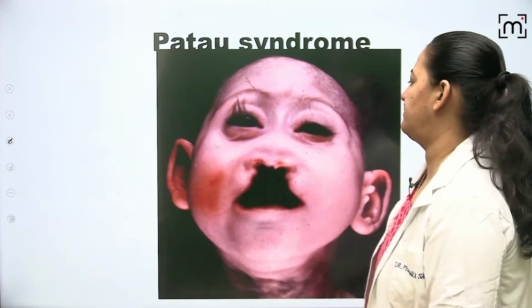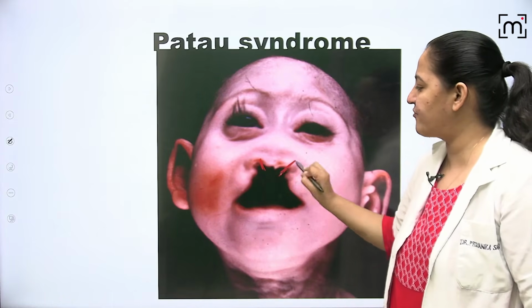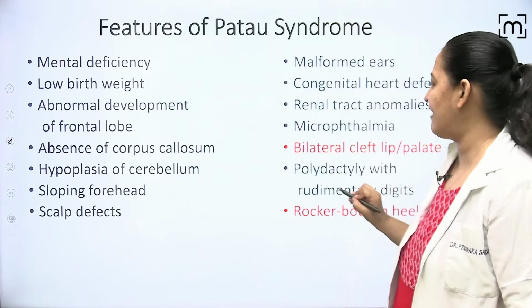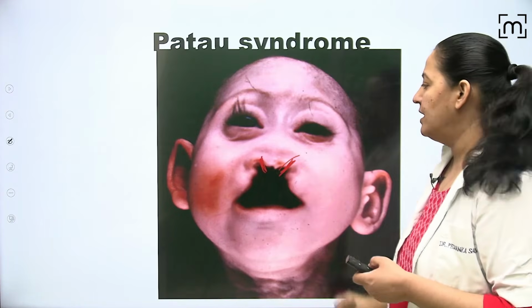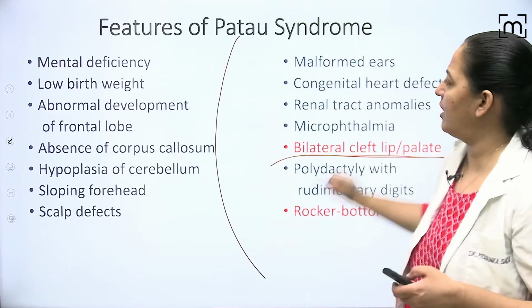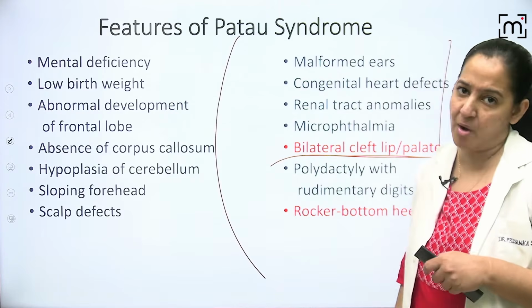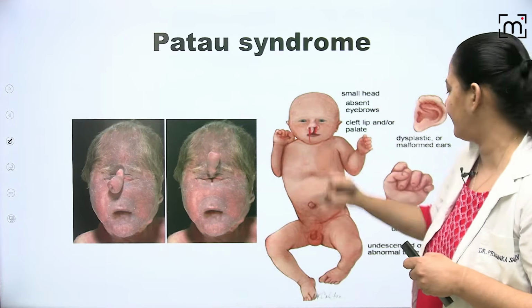This is the child with Patau syndrome. Typically, this child will have bilateral cleft lip and cleft palate. Bilateral cleft palate is a hallmark here. Don't learn all features, it will be too much. Learn only the important ones which I am marking for you. Can you see unilateral or bilateral cleft palate?